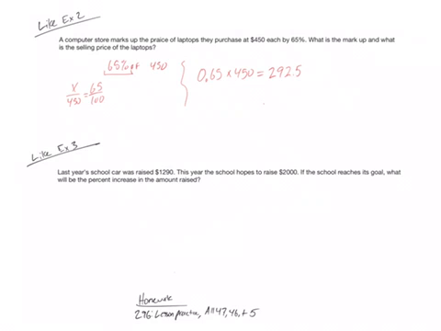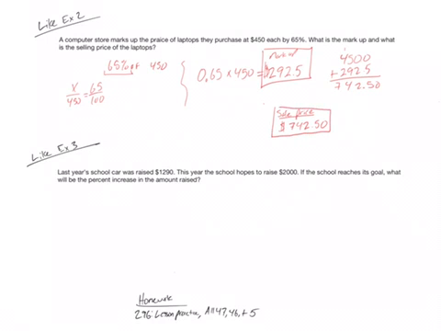So what is the markup? This is the markup, how much they're increasing their sales amount. And then what is the selling price? Well, they paid 450. And then they're marking it up 292.5. So I'm going to add those. You get 742.50. So that would be how much the store sells the computer for, 742.50.